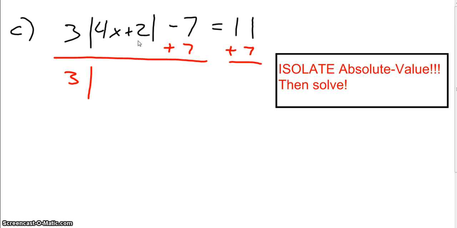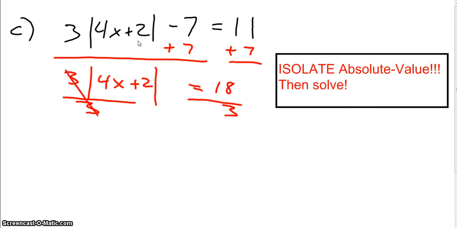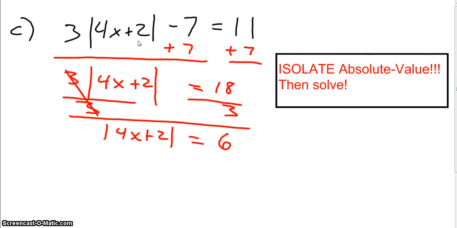And that leaves us with 3 times the absolute value of 4x plus 2 equals, good, 18. Divide by 3, because we really have two big factors. We have 3 and this big absolute value of 4x plus 2. So we'll divide both sides by 3, and those 3's are multiplicative inverses. So we end up with the absolute value of 4x plus 2 equals 6.